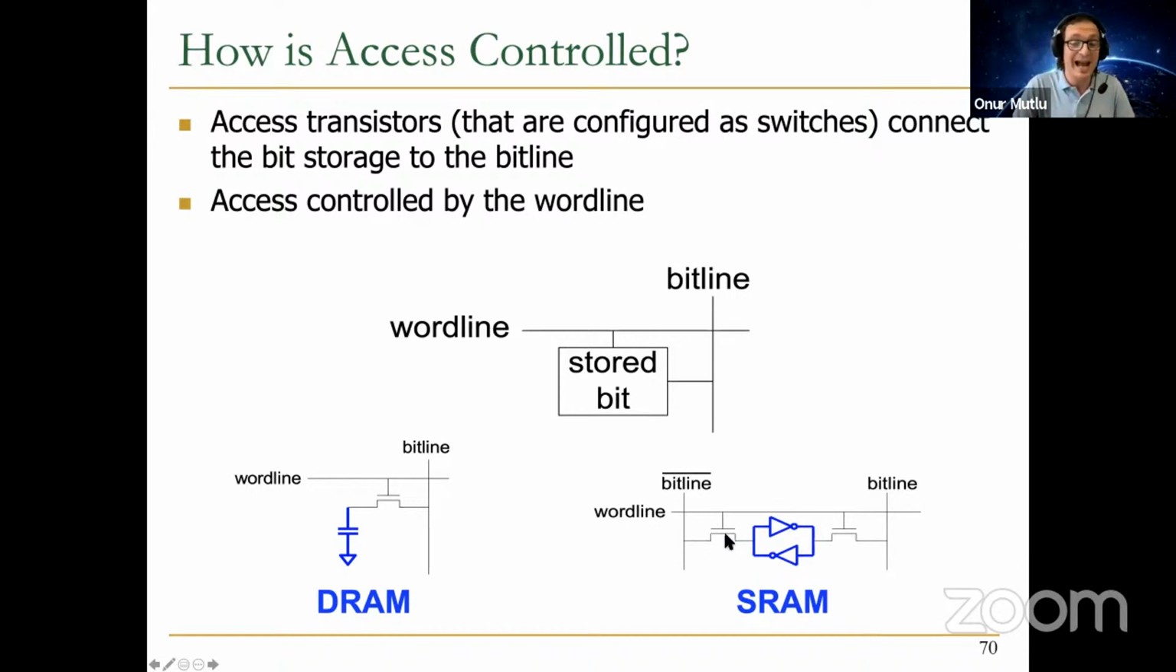You can see that the access transistors in this case are 2 of them. One of them reads the positive value, and the other reads the complement of the value. One of them reads the stored value, and the other reads the complement of the stored value. Clearly, that's what you do in a cross-coupled inverter, right? Here you have the stored value. Here you have the complement of the stored value.